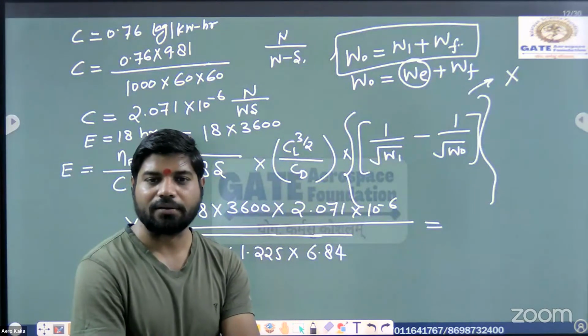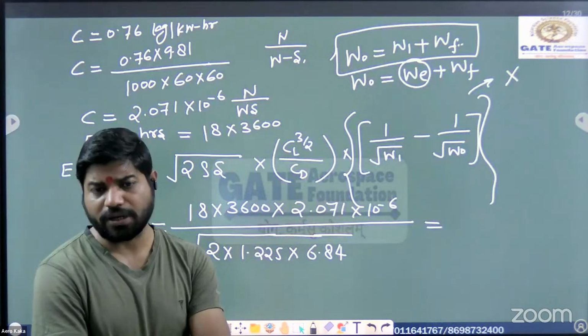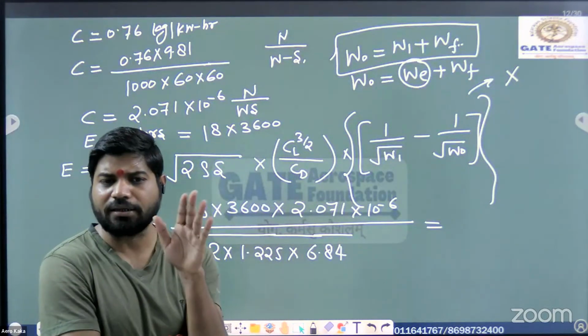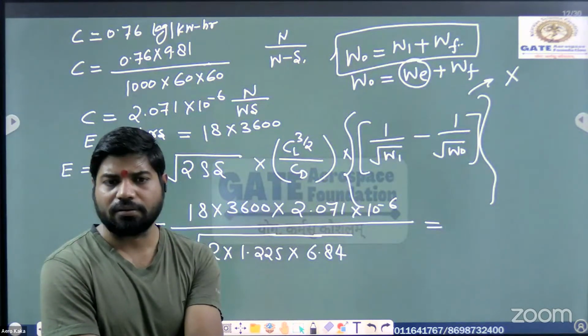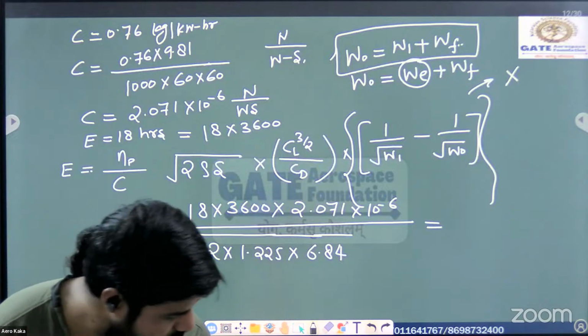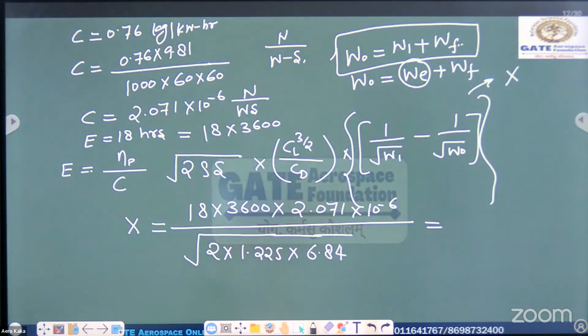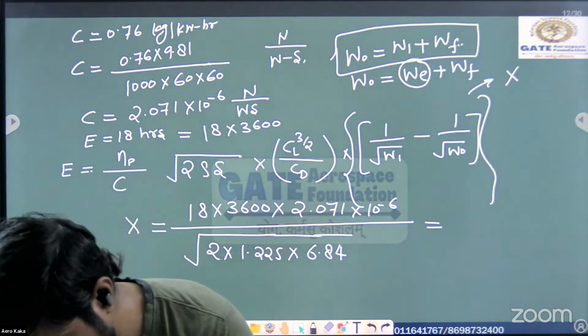0.0327826. Tell me, in 10 to the power minus 3 or 10 to the power minus 5, whatever. Okay, let me check myself. This is my calculator. Simran, how much are you getting?